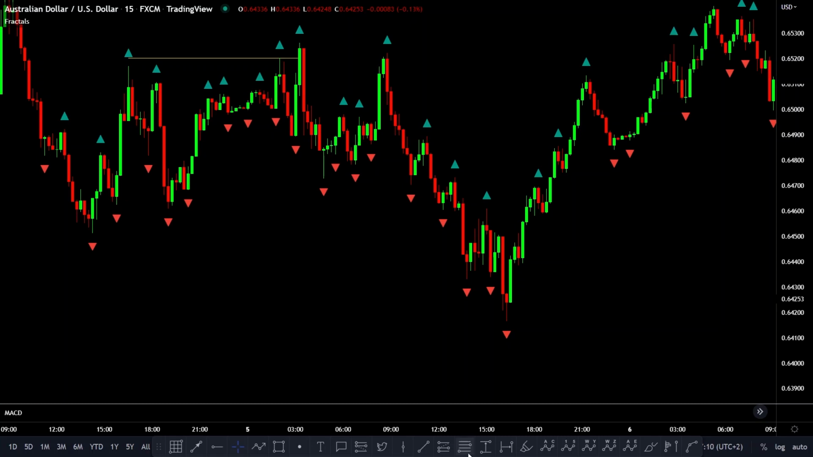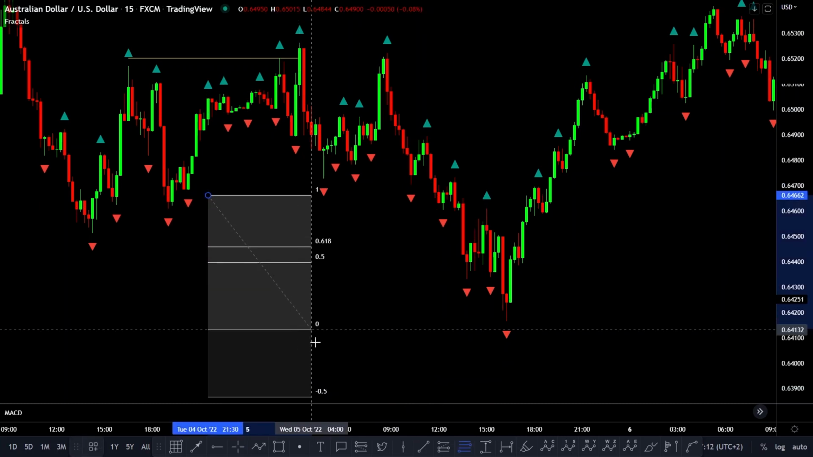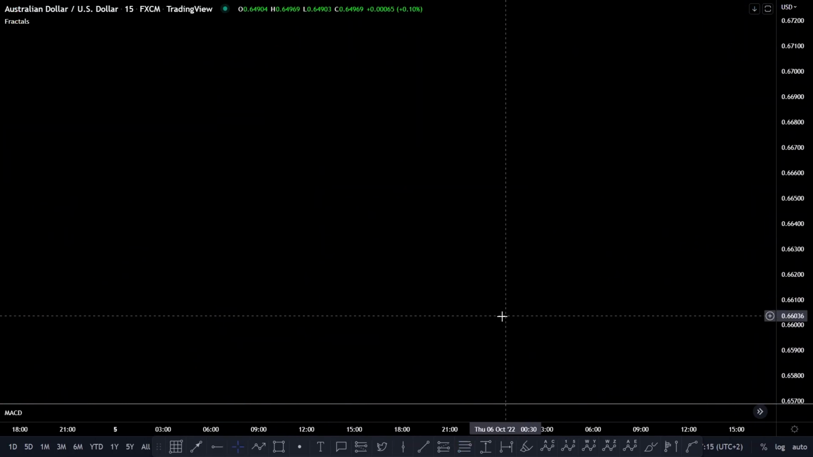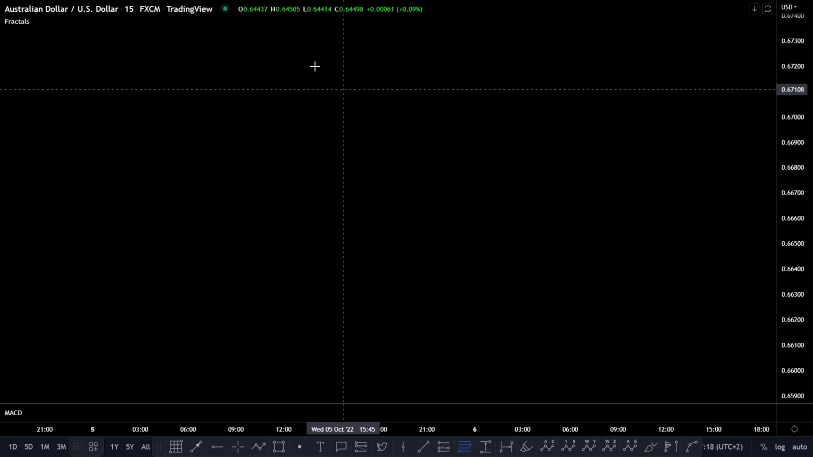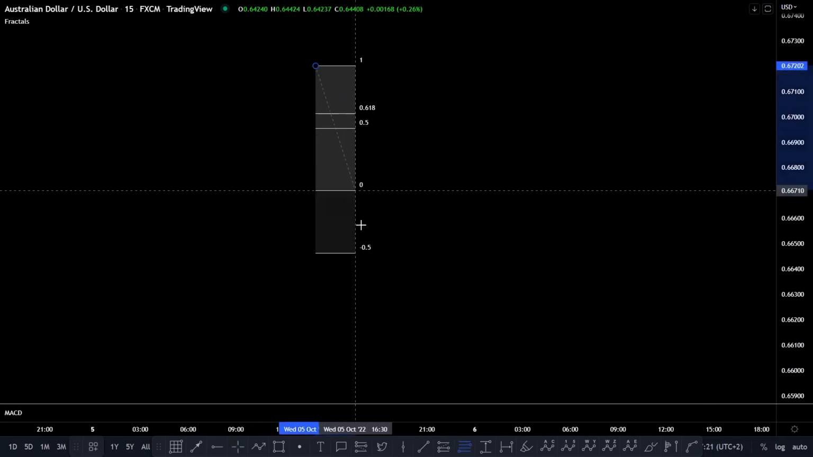Ideally, where you want to look for your entry is by using the Fibonacci. The Fibonacci helps you in understanding how far the market has retraced based on the move that you got.